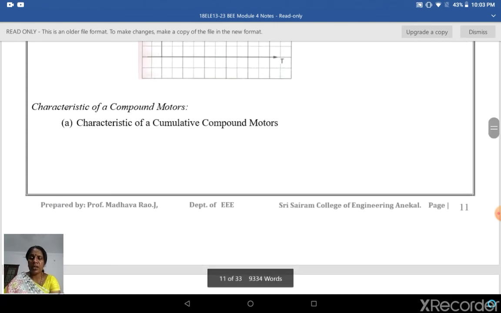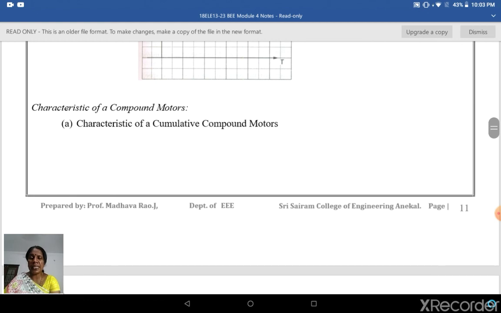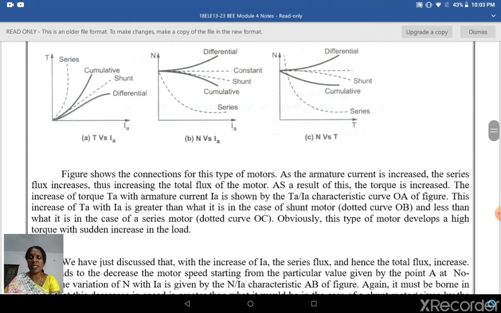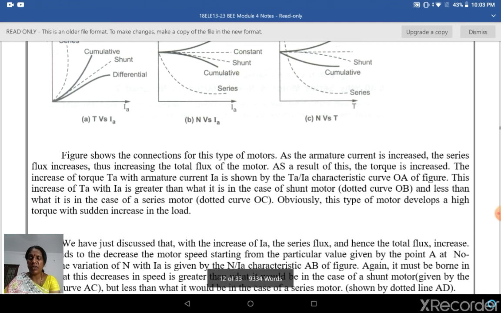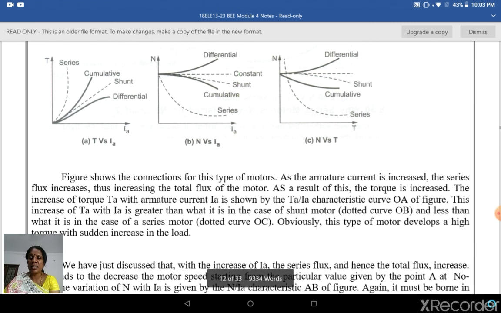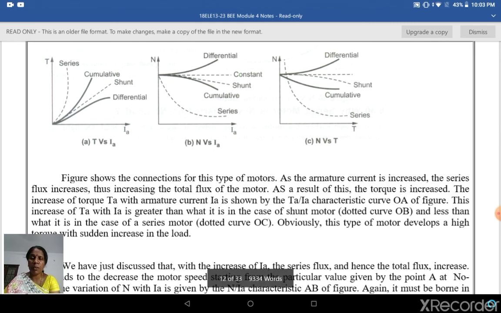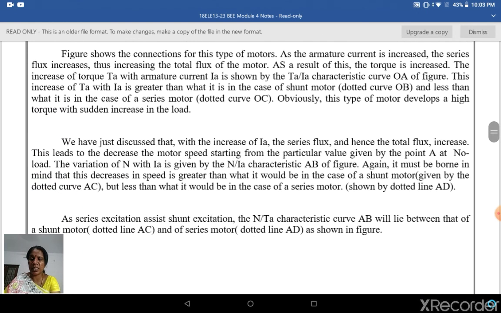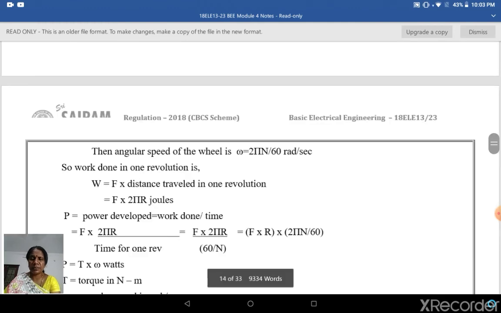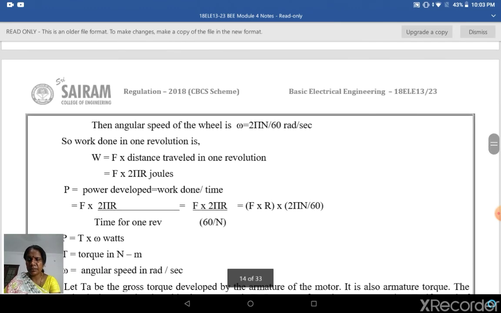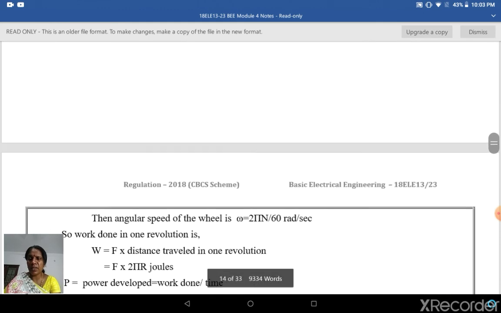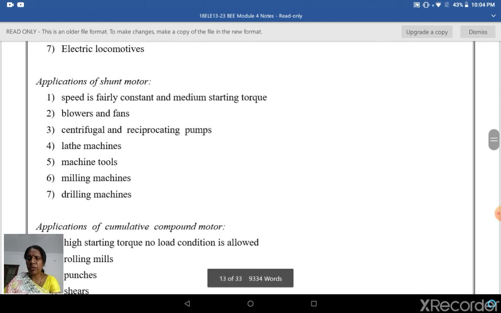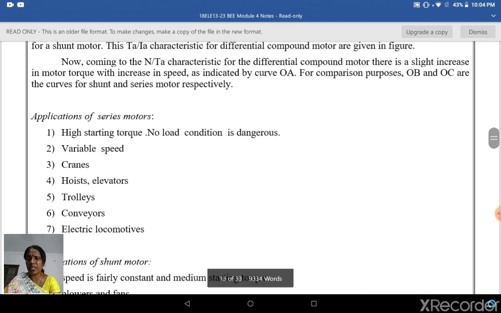Compound motor. Here the winding is placed in series with the armature as well as in parallel with the armature. That is why it is called a compound motor. The figures show the torque versus current for the compound motor, the speed versus current, and the speed versus torque. Next is the torque equation of a DC motor, but before that, we'll see some of the applications of a DC motor.